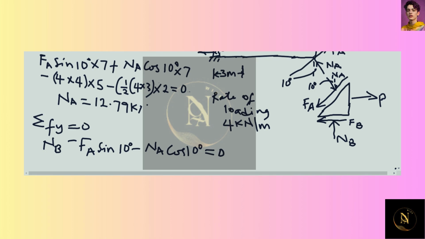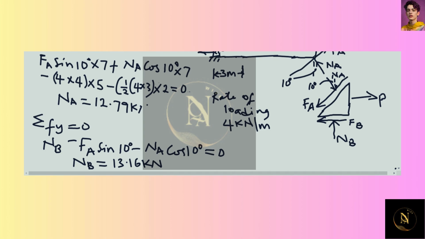When you solve this, you are going to have your Nb. Of course, Fa is mu Na, and Fb is mu Nb, so you put the values there. This one is going to give you 13.16 kilonewton.